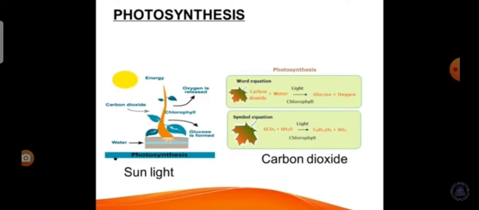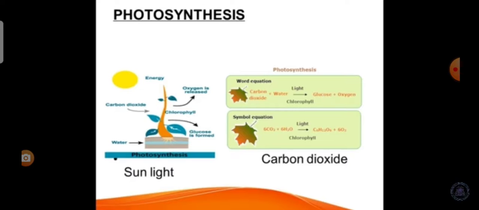The next topic is photosynthesis. Photo means light and synthesis means to build. Photosynthesis literally means building up with the help of light. During this process, light energy is converted into chemical energy. Green plants are autotrophic in their mode of nutrition because they prepare their food material through a process called photosynthesis.